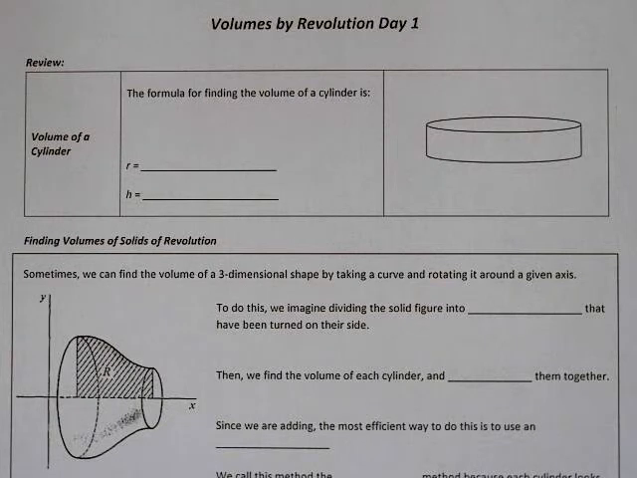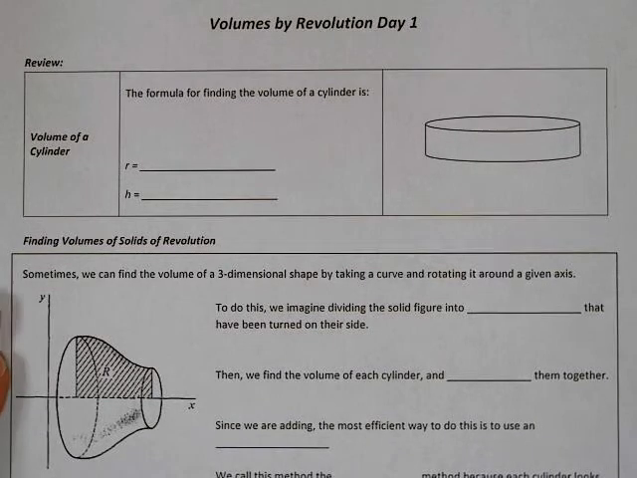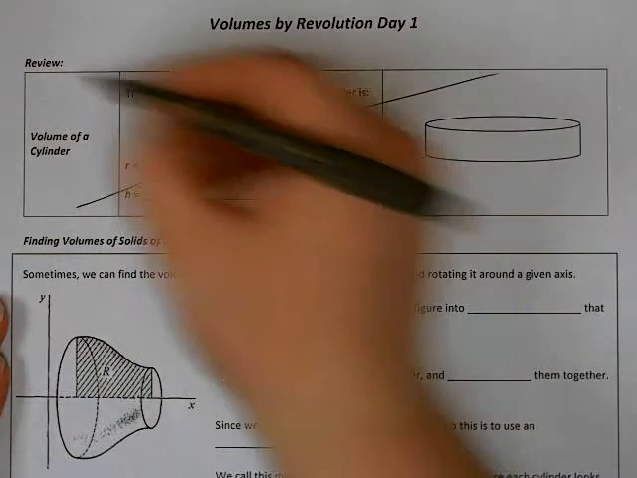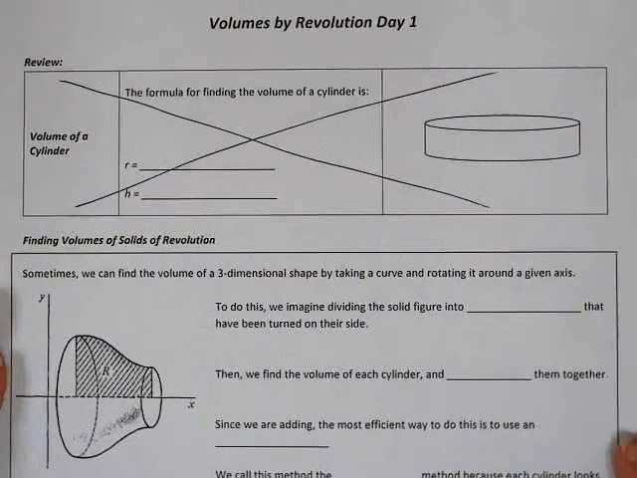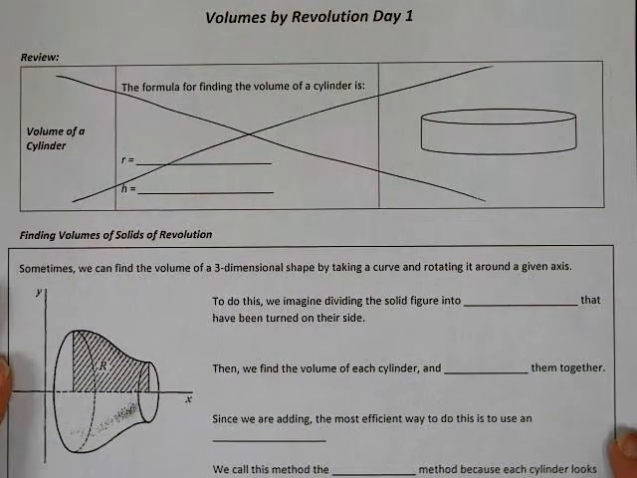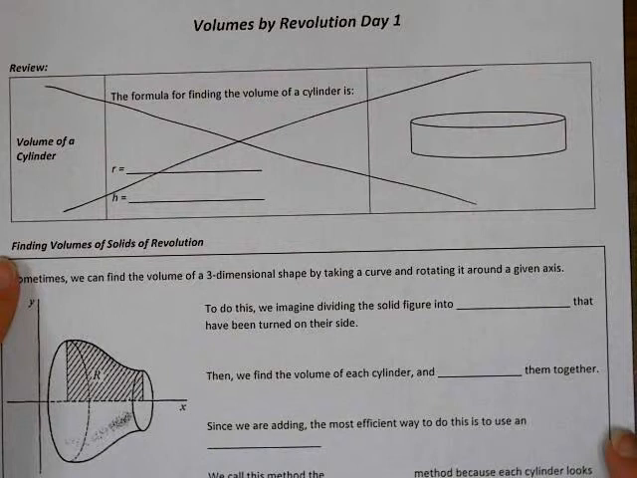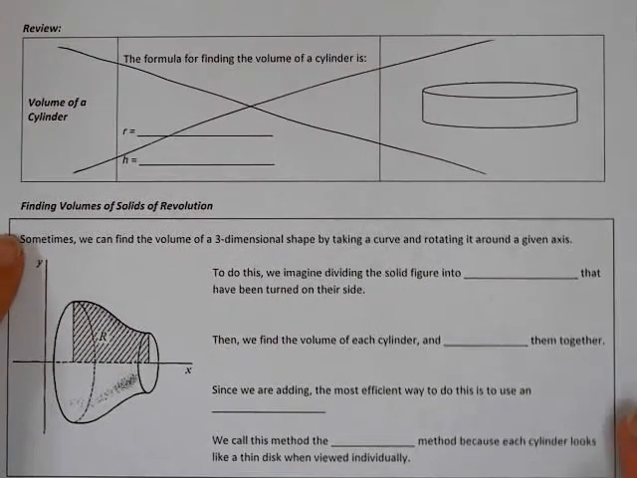So I do this a little differently than Miss Vasta. I do it more similarly to Miss Burko. So I'm actually going to cross this part off. We're not going to talk about cylinders. We're actually just going to jump right to finding volumes of solids by revolution, and I'll explain what's going on.